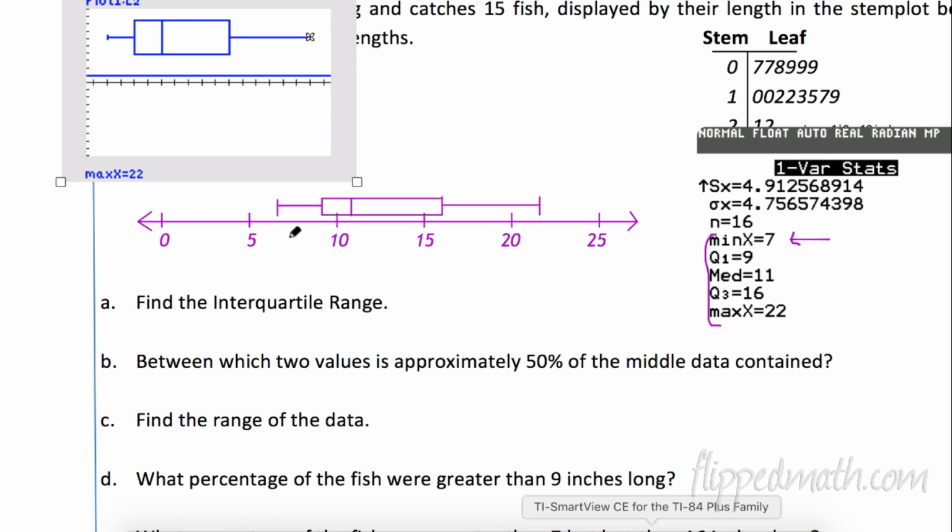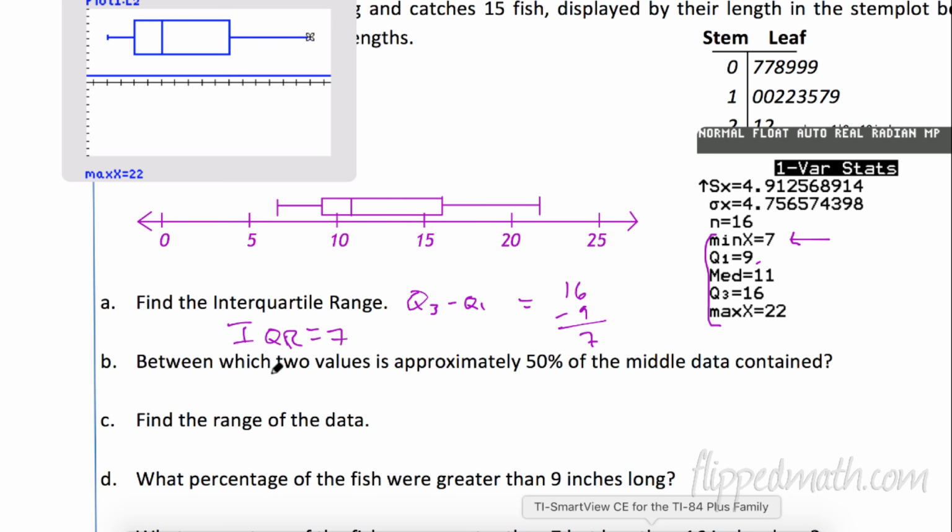So find the interquartile range. Well, the interquartile range is the third quartile minus the first quartile. So this is quartile 3, minus quartile 1, which in this case, we can go right over here to our 5-number summary. We can figure out that the IQR, or interquartile range, is 7. So the IQR is 7.